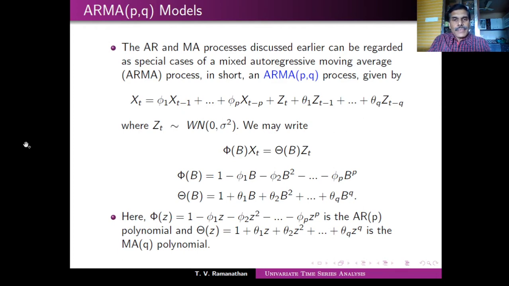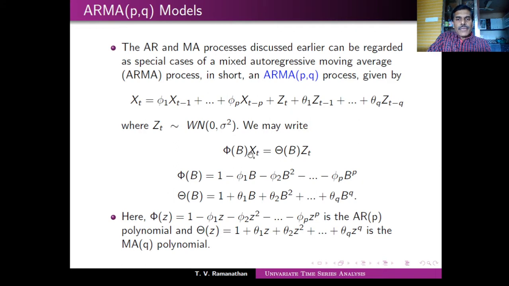An ARMA process is defined as xt equal to phi1 xt minus 1 etc. plus phi p xt minus p plus zt plus theta 1 zt minus 1 plus so on. You can see that this is the moving average part and this is the autoregressive part. So we basically combine both of them to yield what is known as ARMA(p,q).